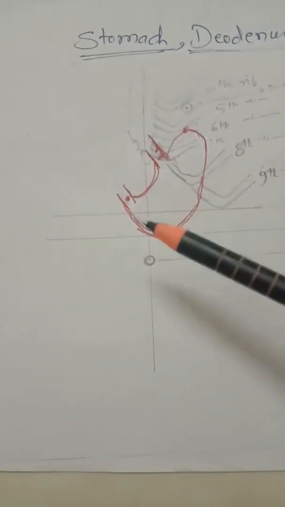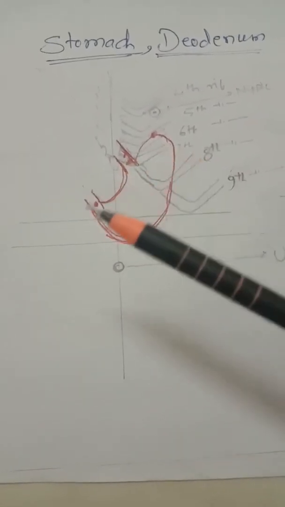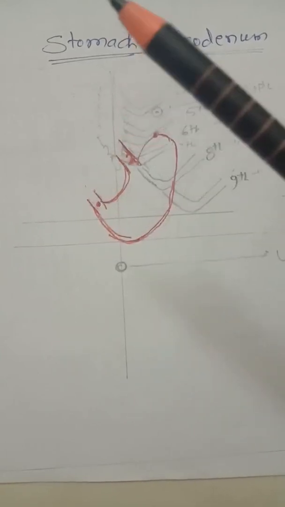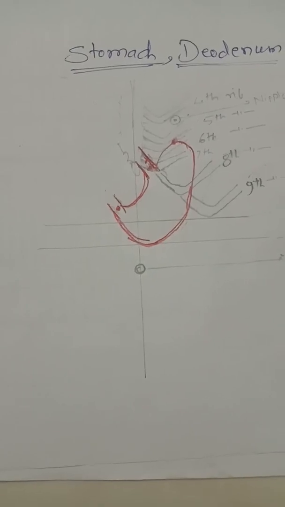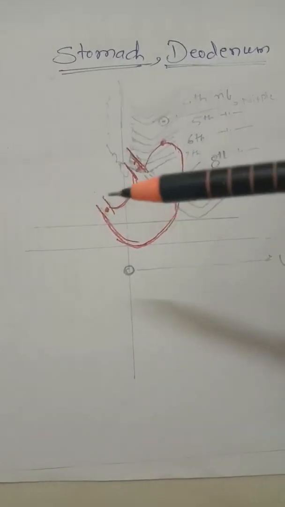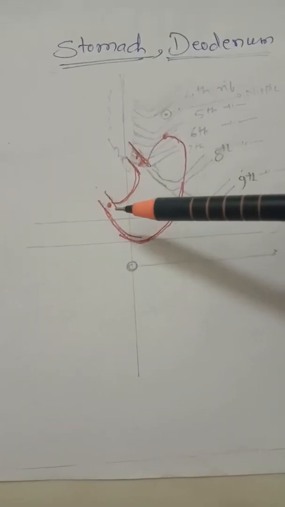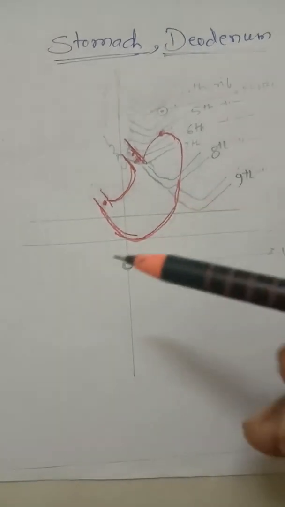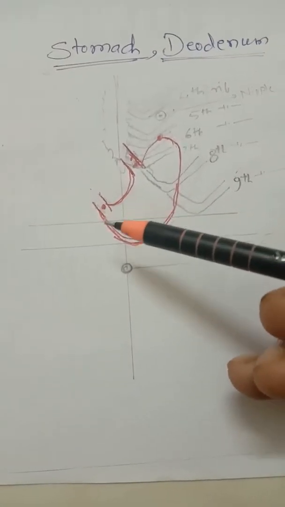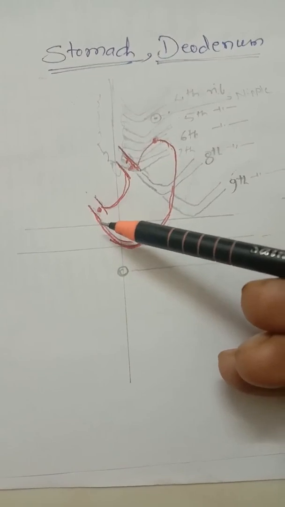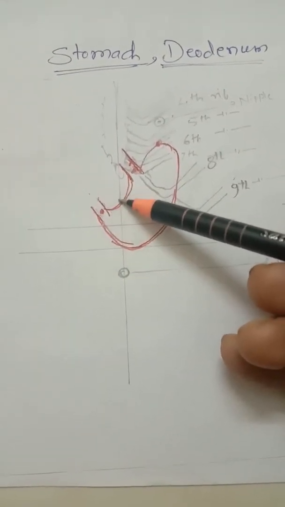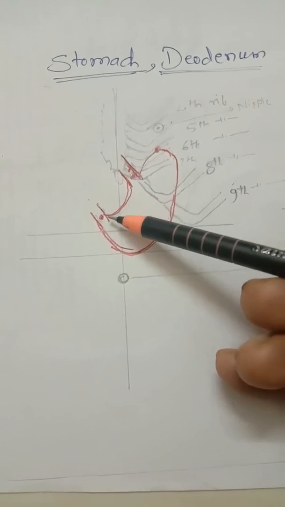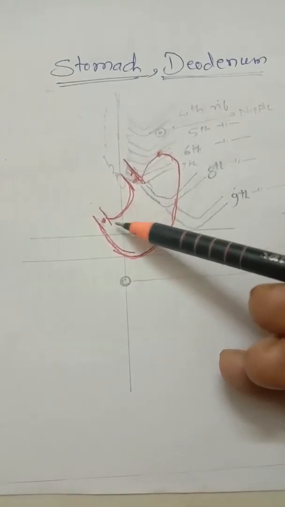Then mark the position of the umbilicus. The duodenum has four parts: the first part, second part, third part, and fourth part. To draw the first part, you should consider the pyloric end of the stomach. The pyloric end should be drawn 1.2 centimeter above the transpyloric plane, and 2 centimeter to the right of the median plane.